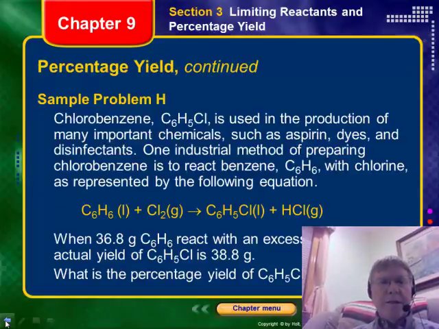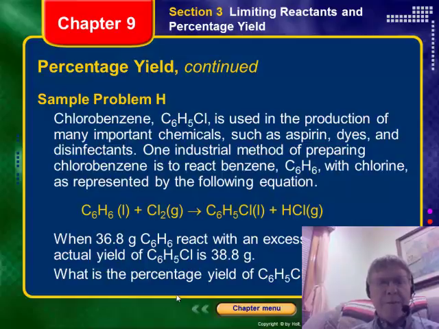So let's take a look at a sample problem here. We have chlorobenzene, C6H5Cl, used in the production of things like aspirin, dyes, and disinfectants. One of the ways that you can make chlorobenzene is to react benzene, which is C6H6, with chlorine, and that's given in this equation here. Now we're actually told the problem we have: when 36.8 grams of benzene reacts with an excess of Cl2, the actual yield of C6H5Cl is 38.8 grams. What is the percentage yield of C6H5Cl?